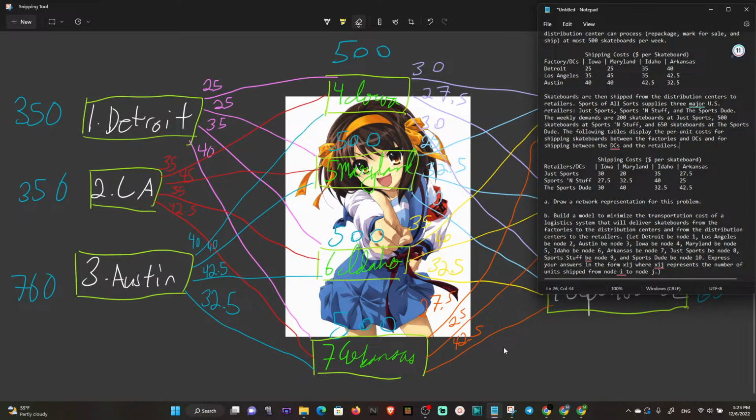Build a model to minimize the transportation costs of a logistics system that will deliver skateboards from the factories to the distribution center and from the distribution center to the retailers. Let Detroit be Node 1, Los Angeles be Node 2, Austin be Node 3, Iowa be Node 4, Maryland be Node 5, Idaho be Node 6, Arkansas be Node 7, Just Sports be Node 8, Sports Stuff be Node 9, and Sports be Node 10. Express your answers in the form Xij, where Xij represents the number of unit shipments from node I to node J.